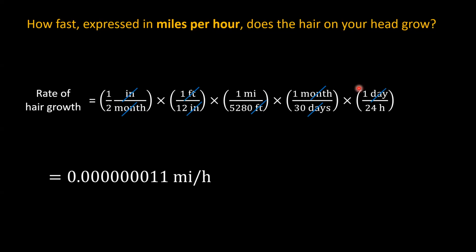A whole bunch of zeros, 11 miles per hour. We knew it was going to be a small number. I'm a little shocked at just how small it is. This is not very informative, right? It's weird to look at. I mean, how many zeros are there? I can't even tell immediately. I have to actually count them. So it would be better to write it like this.